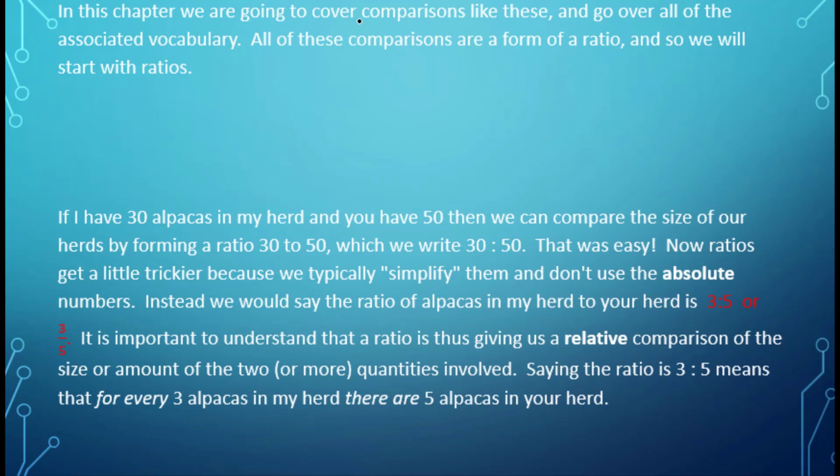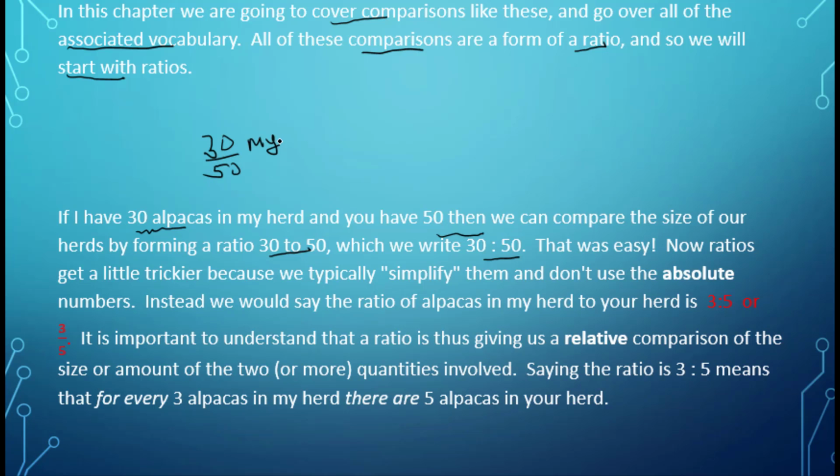So in this chapter, we're going to cover comparisons like these and go over the associated vocabulary. All these comparisons that we just went over, and the other ones in the book, form a ratio. So we're going to start with ratios. So here's a very basic example. If I have 30 alpacas in my herd, and you have 50 of them, we can compare the size of our herds by forming a ratio, 30 to 50. We can also write it 30 to 50 there. And we can also write it 30 to 50 here.